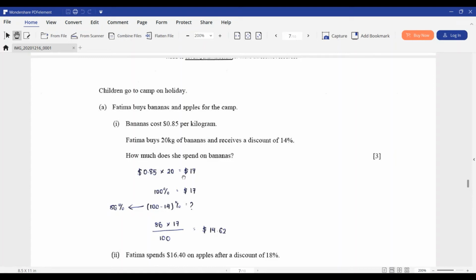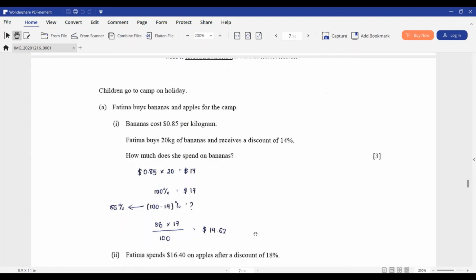Now let's factor in the discount. So the $17 is 100% of the price. The discount means you've got to remove 14% of that price. So it's basically 100 minus 14. So what the question says is, what is 86% of this price? Or what is 86% of 17? So there is 86 times 17 over 100. So she actually spends $14.62 on the bananas.